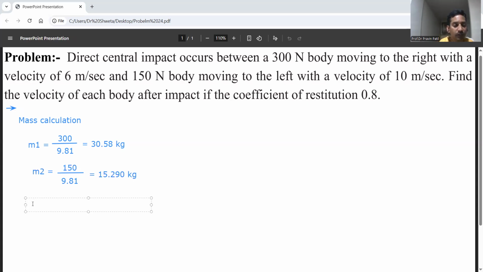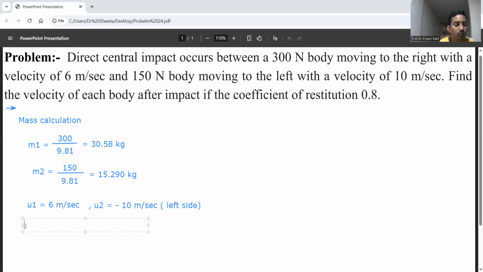Then the first velocity is given, u1, which is 6 meter per second. The initial velocity of the first body is 6 meter per second. This one is going right side, so it is positive. So u2 is left side. The second initial velocity is left side, so we take it as negative 10 meter per second. Why is it negative? Because it is left side.